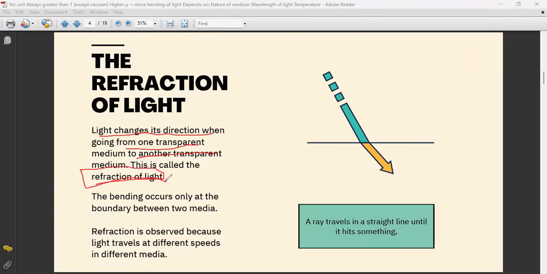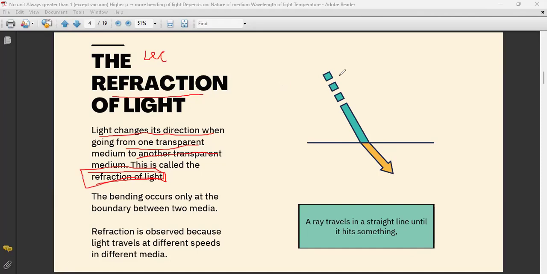Now, an important point which I want you to know is that there is a difference between refraction and reflection. Please don't be confused between the two, because reflection has an L in it, REFLECTION, and this is refraction, which is REFRACTION. Okay, so what does it mean?